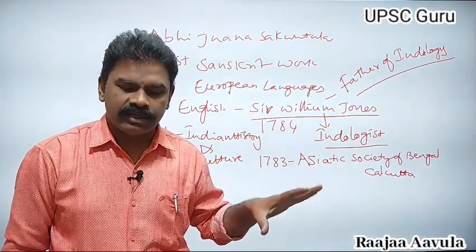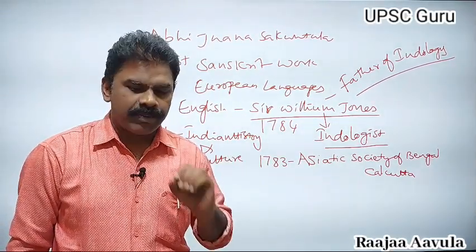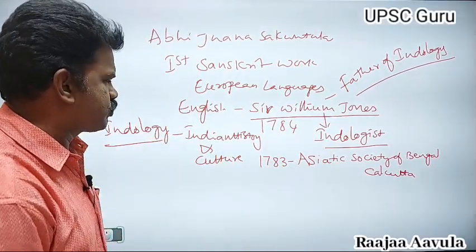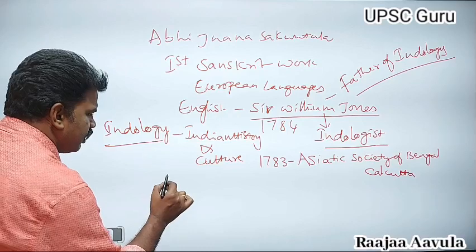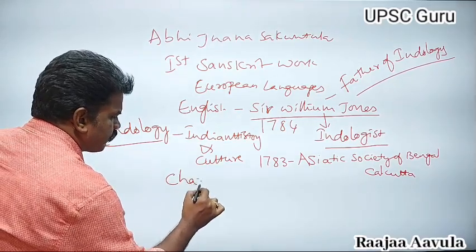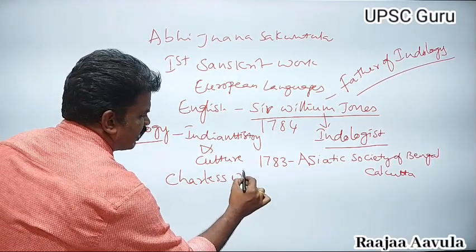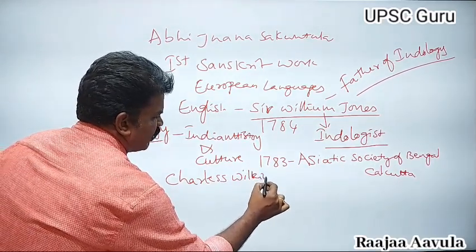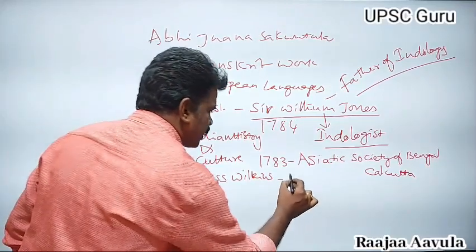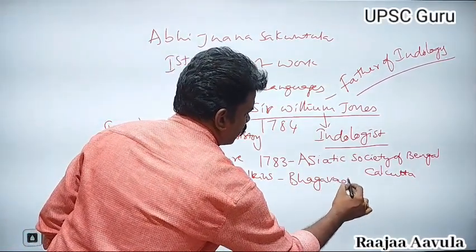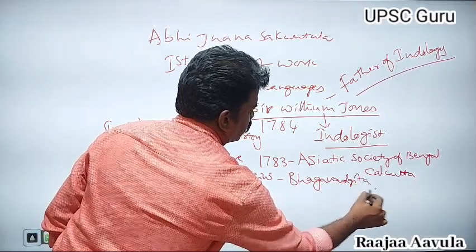So he translated Abhignana Sakuntala into English for the first time. Same school, belongs to the same school. Another person, Charles Wilkins, translated the Bhagavad Gita into English for the first time.